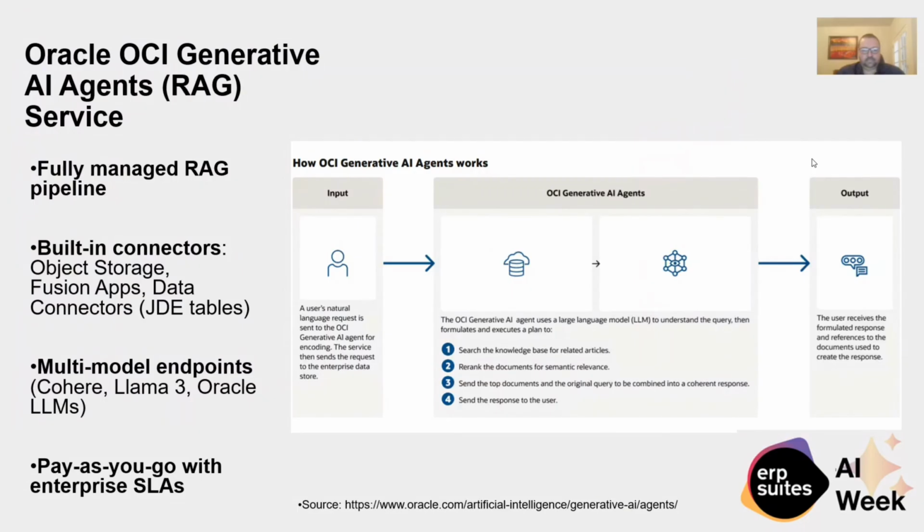And as I mentioned earlier, multi-model endpoints, the Cohere, Llama 3, et cetera. And again, pay as you go, so OpEx, not CapEx. You don't have to go out and buy a bunch of servers with GPUs and figure out the power costs and all that, and host that yourself. You can just sign up for OCI, and you can deploy these services as quickly as you want.